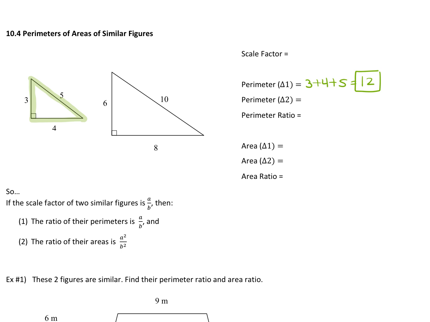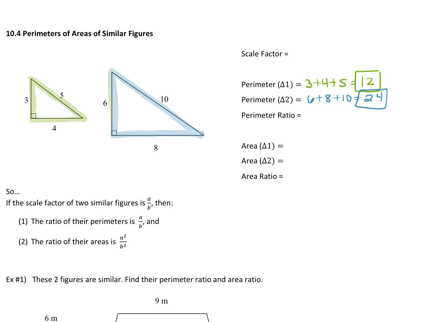Then we go to this triangle. Okay, if we want to find the perimeter of the blue triangle now, what's that going to be? Add it all up. 6 plus 8 plus 10 is 24. Okay. We're going to pause there. We're going to talk area.